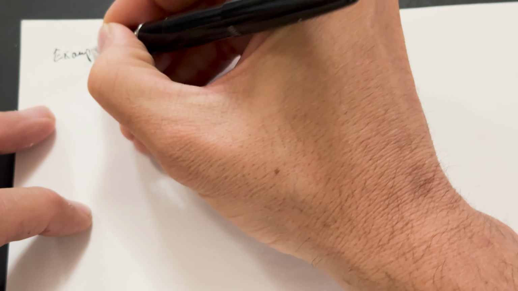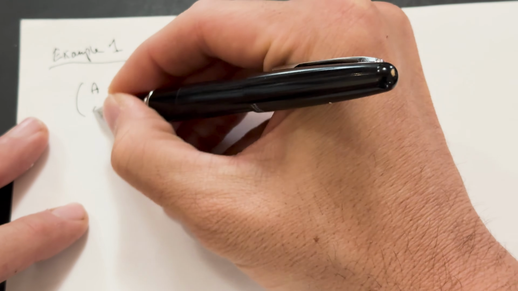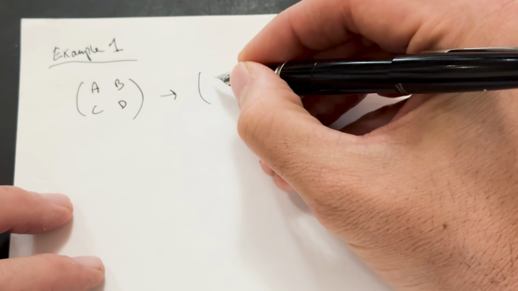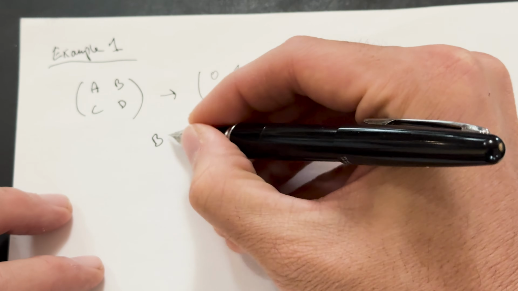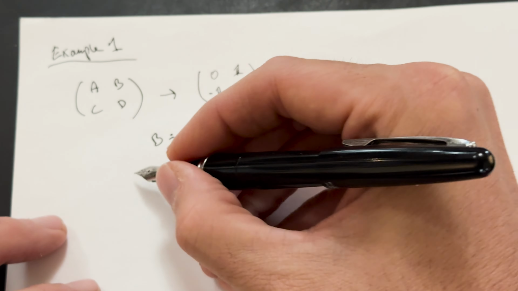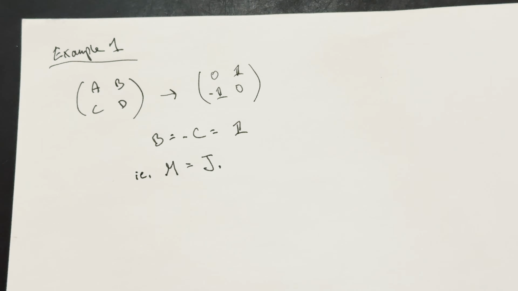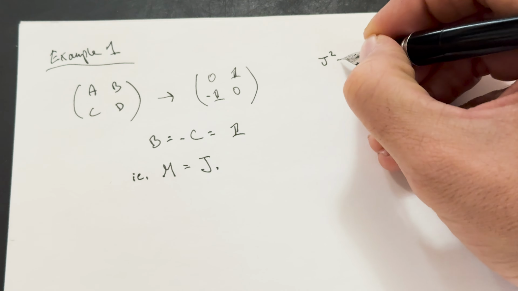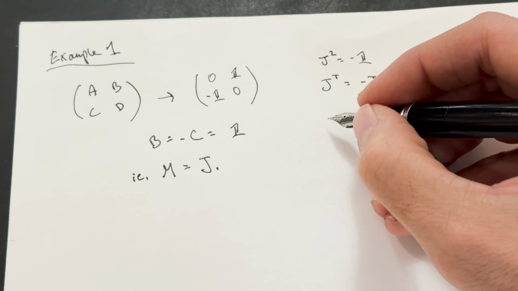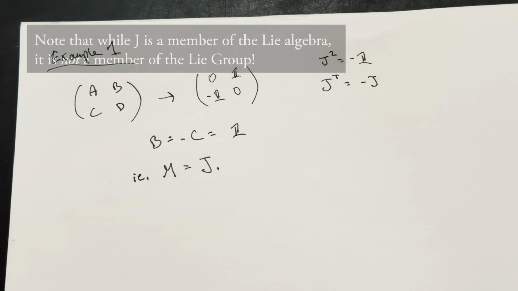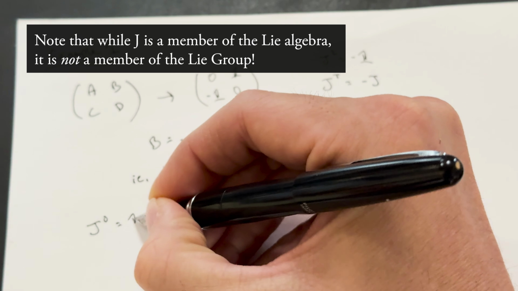A first and very simple example to consider is the case where the blocks A and D are both 0, but the blocks B and C are related. Not only are they related, we have B equal to minus C equal to the identity. In other words, our Lie algebra element M is given by J, the symplectic matrix itself. What does this correspond to?